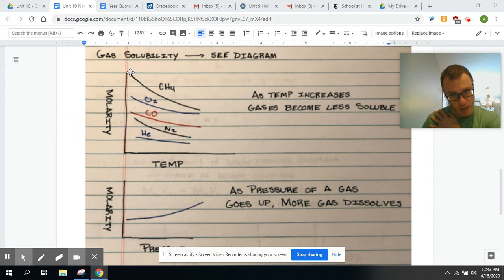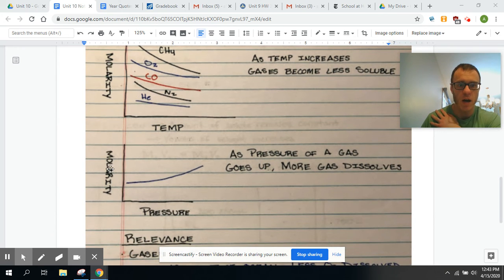And as the temperature increases, you can see that concentration of gases is decreasing. All right. So as temperature increases, gases become less soluble. Okay. So that's just for any gas. Like we're not working with values here. This is our concentration. This is the pressure of said gas. So as pressure of a gas goes up, more of the gas dissolves. And so you can see that line here. So we increase temperature, concentration goes down. Increase pressure, concentration goes up.